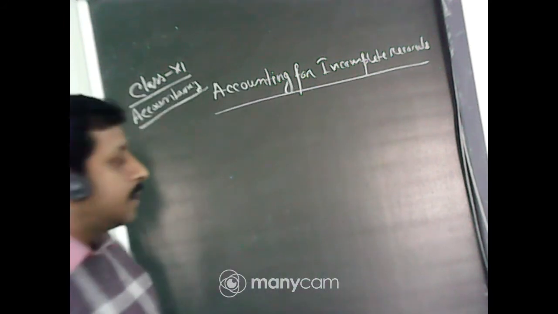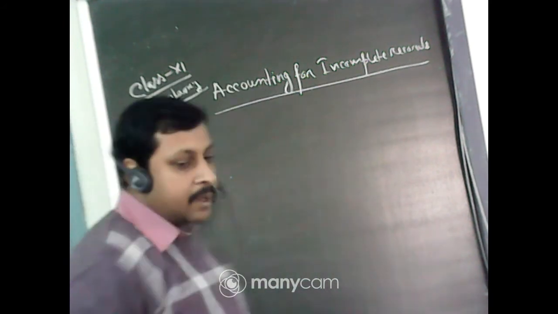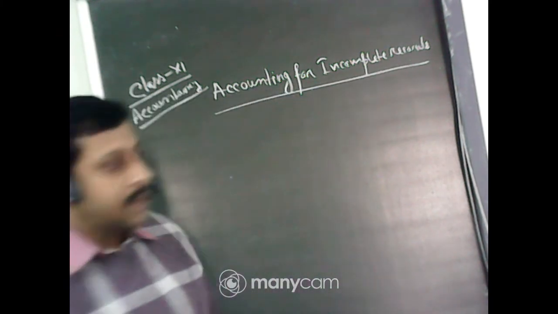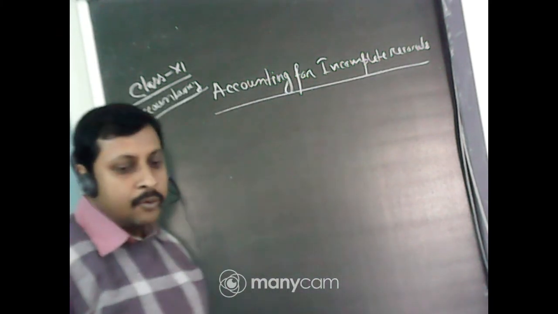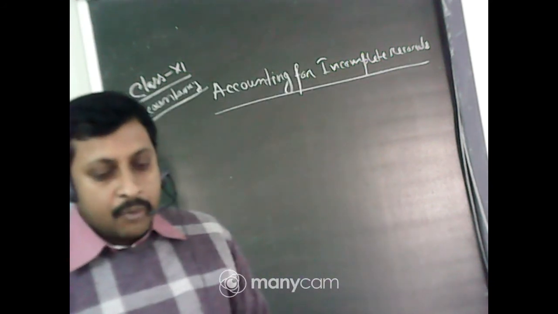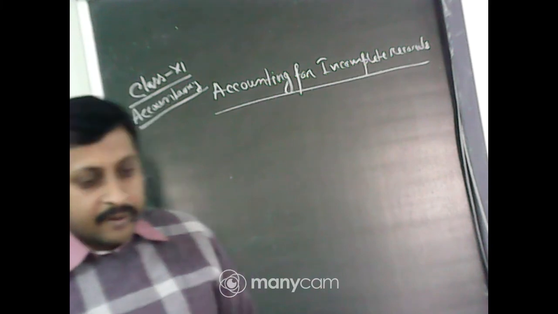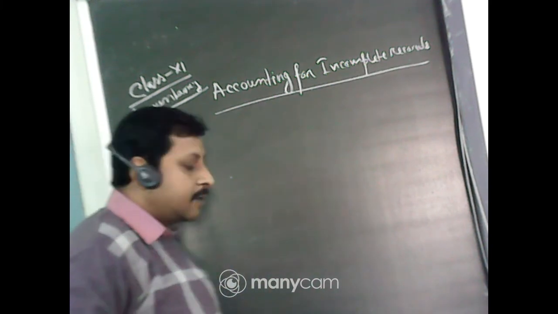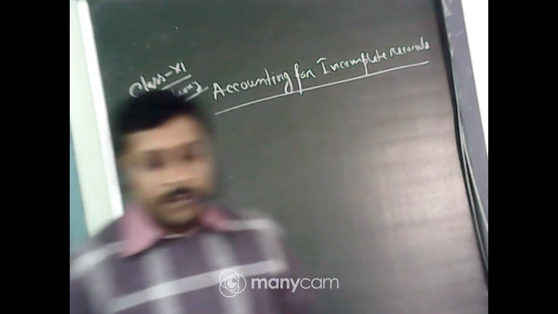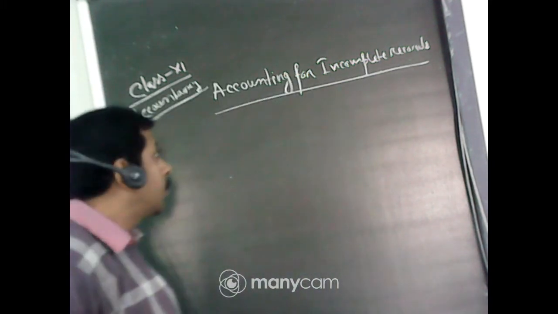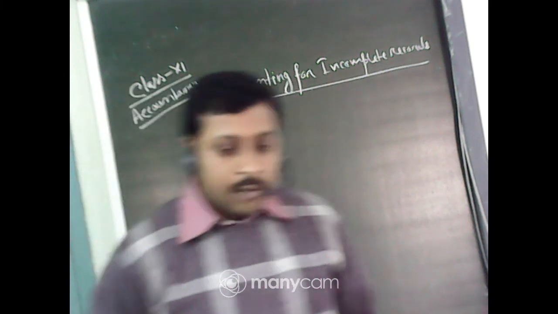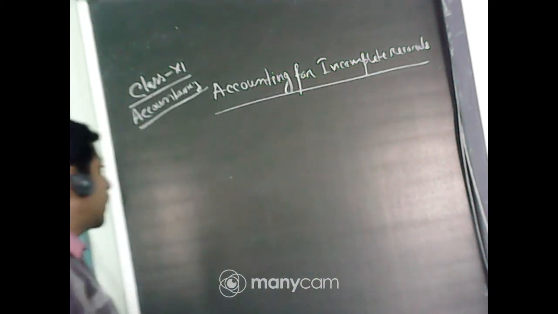You can see there are lots of shopkeepers near your house: a general store, a stationery store, a grocery shop. They do not record transactions as per the rules and principles of the double entry system, where if one is debited then the same amount should be credited. They maintain just one side, so we call it a single entry system.